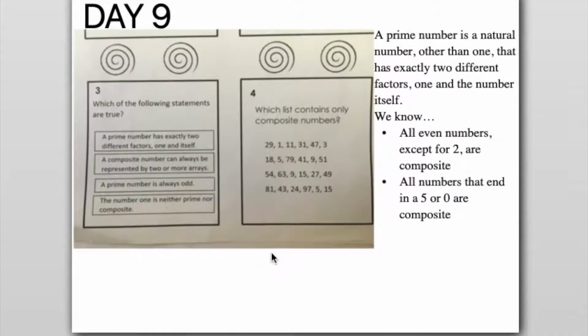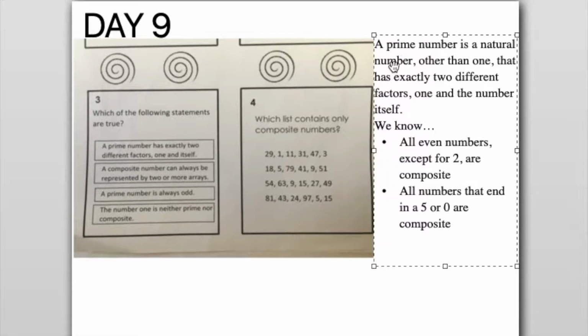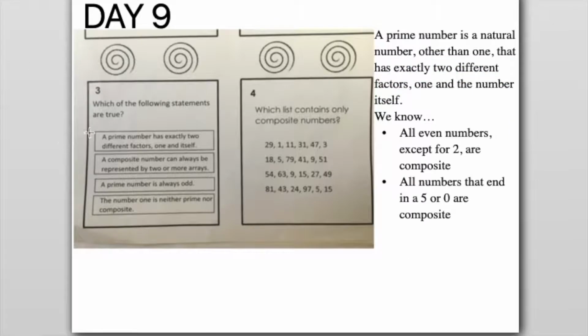Day 9, question 3. Which of the following statements are true? Our first statement says a prime number has exactly 2 different factors, 1 and itself. Well, I've written our prime number definition over here, and within that definition, it does say that a prime number has exactly 2 different factors, 1 and the number itself. So our first statement is a true statement.